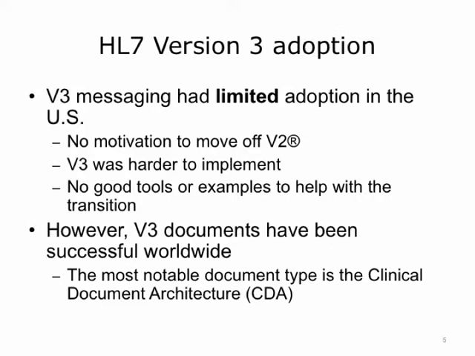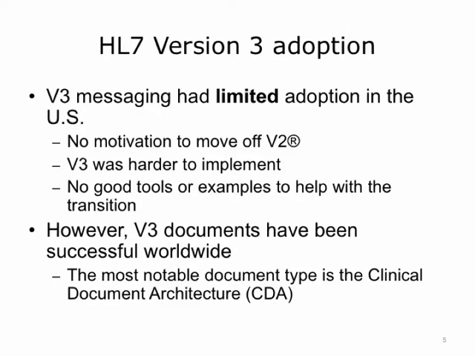HL7 version 3 messaging was somewhat successful outside the United States. However, it had limited adoption in the United States. So why was adoption so low? The first thing is that version 2 messaging had already achieved widespread adoption. While every V2 implementation had variances and associated implementation costs, the industry did not feel a strong enough need to move past V2. Putting in a brand new version was expensive and hard. That would mean all the vendors would have to adapt, and they were very slow to adapt to version 3 because it was harder to implement. There was not a smooth conversion between version 2 and version 3.